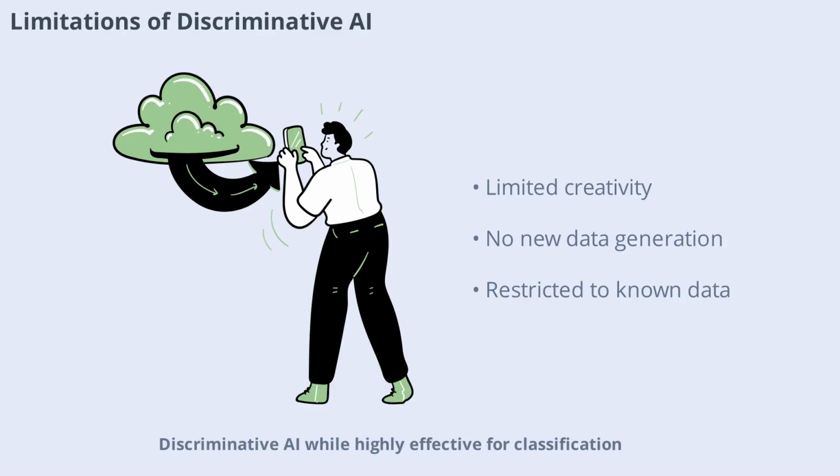Discriminative AI, while highly effective for classification, doesn't offer the same creative capabilities as generative models. It can't generate new data or simulate scenarios outside of its training set. This limits its use in creative or exploratory tasks, where the ability to imagine new possibilities is important.